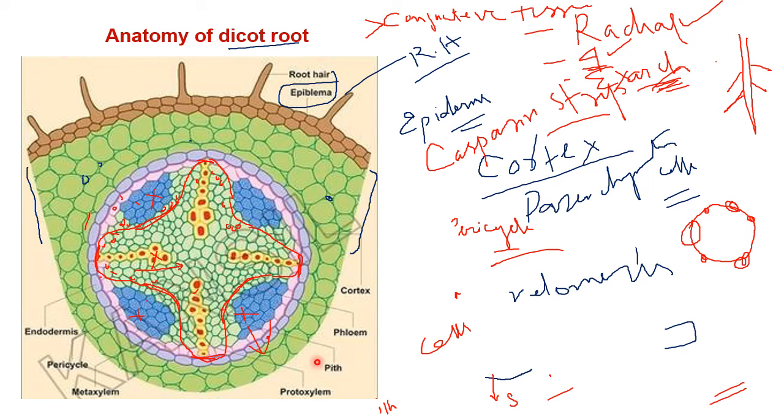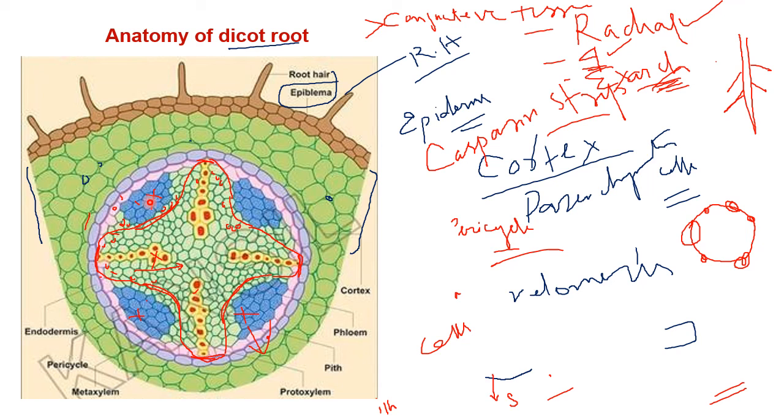Then the innermost layer of the cortex is the endodermis, which is characterized by the presence of the Casparian strip, a water impermeable material made up of suberin. Some cells in the endodermis do not have this Casparian strip, and they are known as passage cells. Inside this we have another layer known as the pericycle, which plays an important role in secondary growth and also in the development of lateral roots.